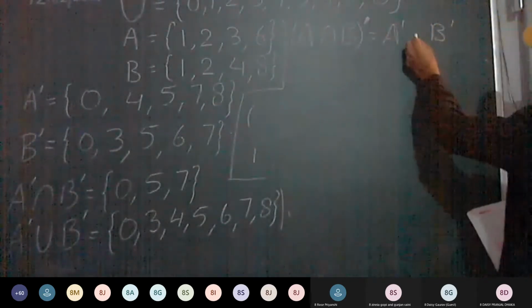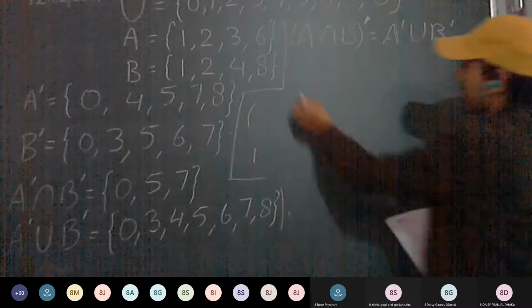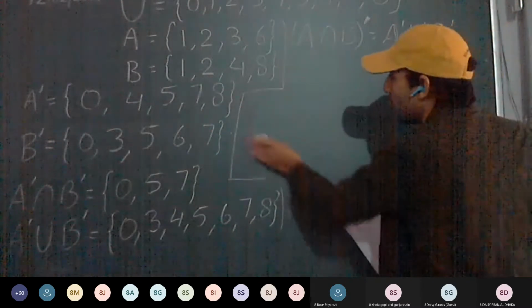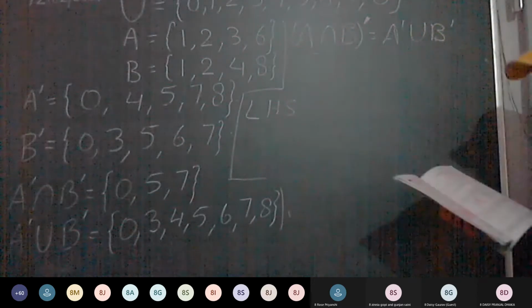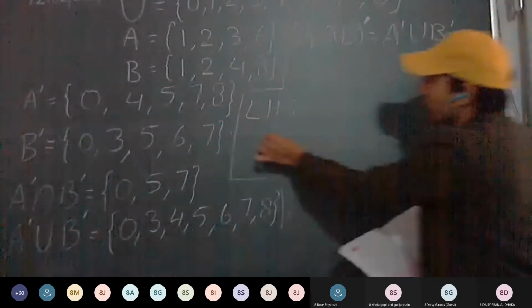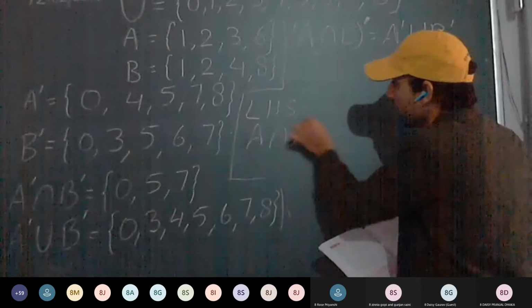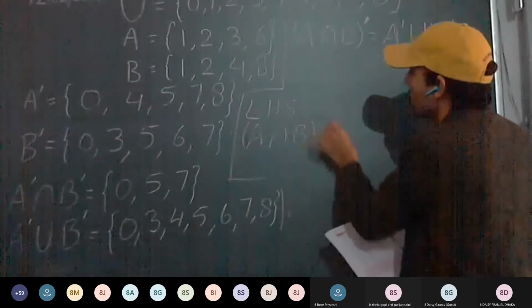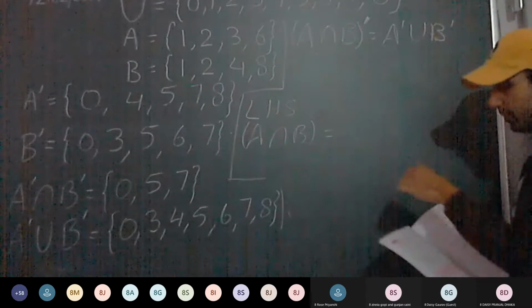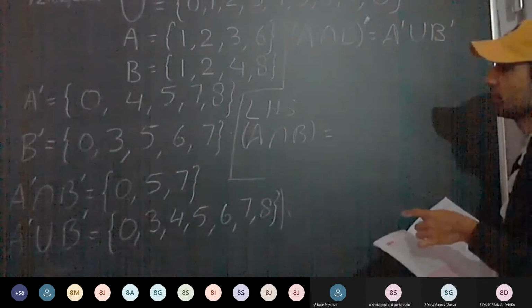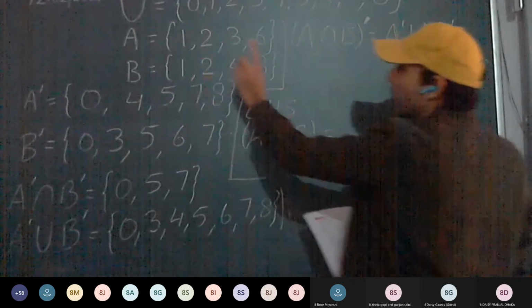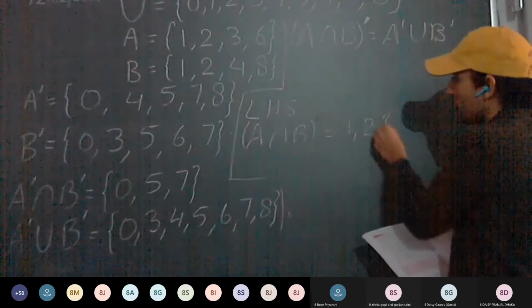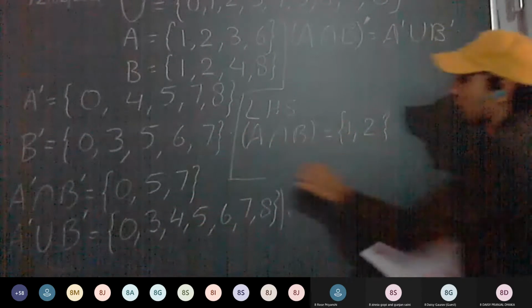In B part, you have to do A intersection B whole dash equal to A dash union B dash. Take LHS. Second B part we are doing. A intersection B, the whole dash. So first we'll be calculating A intersection B. A intersection B is how much? Only 1 and 2. These are A intersection B.